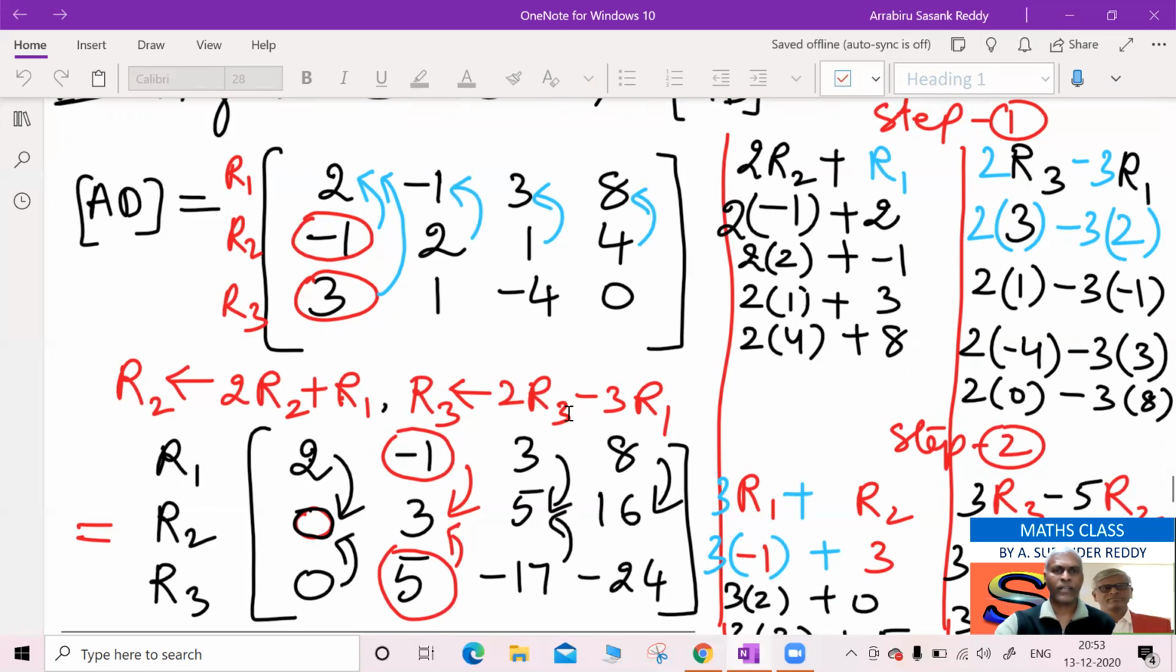So 2R3 minus 3R1 is the row transformation for the R3, so that the first element becomes 0. So 3 in place of 3 becomes 0 by applying this. And apply the same for the second elements of R3 and R1, 1 and -1. So in place of R3, write 1, in place of R1, write -1. So 2 into 1 minus 3 into -1. 2 plus 3 becomes 5.